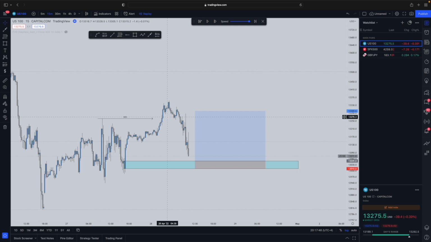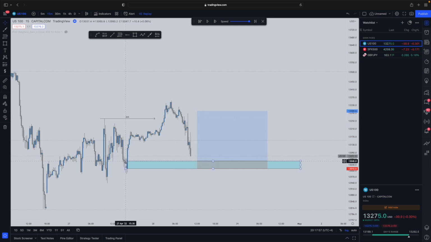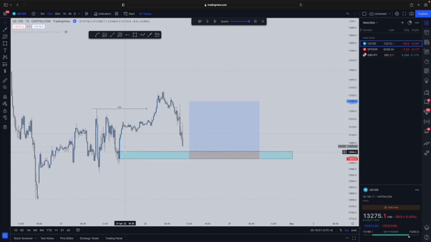Be patient. Let price come to you. Let your setup come to you. Don't force anything, and then you'll be fine. And that's exactly what I did today, right? So as you can see, this is where I initially wanted to enter. Now, why did I want to enter in this area? Well, this is a beautiful order block. Okay, the order block was created here.